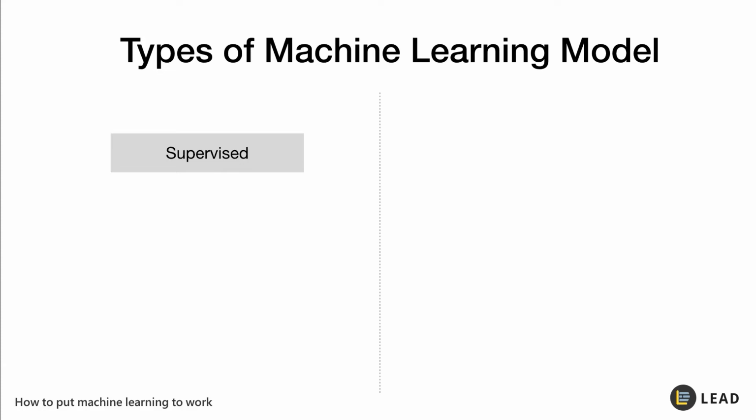Number one is supervised. If you Google it later, that means when you're doing your revision, you can always Google for supervised machine learning models. Or when you read some articles, they will talk about supervised machine learning models. And the other one is called unsupervised.